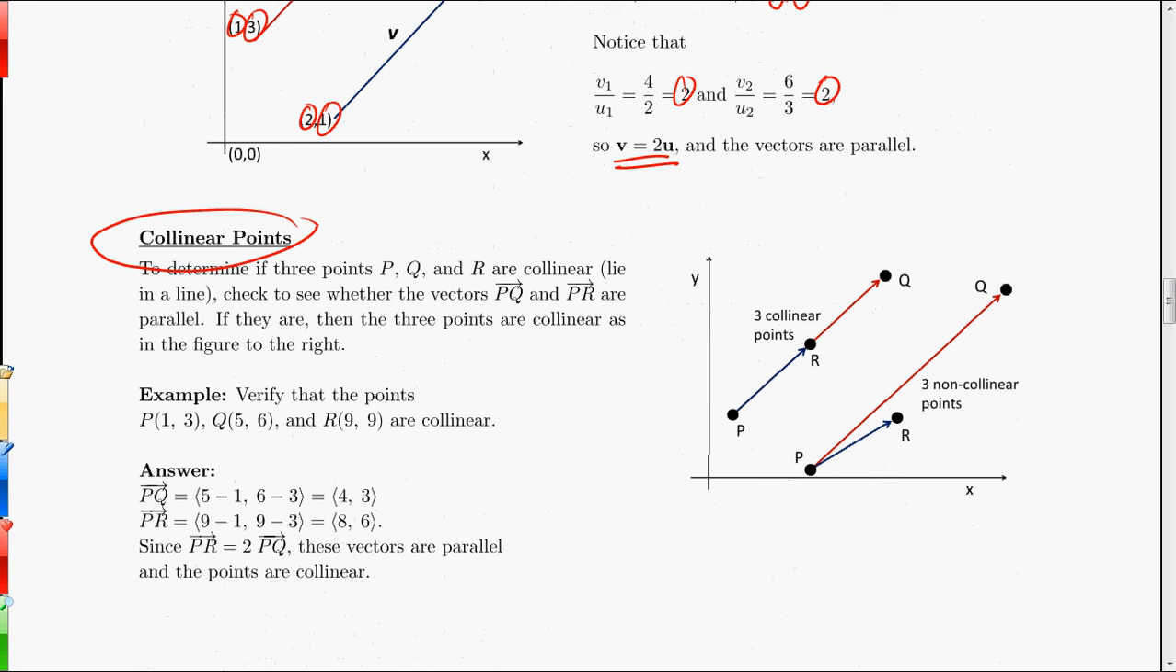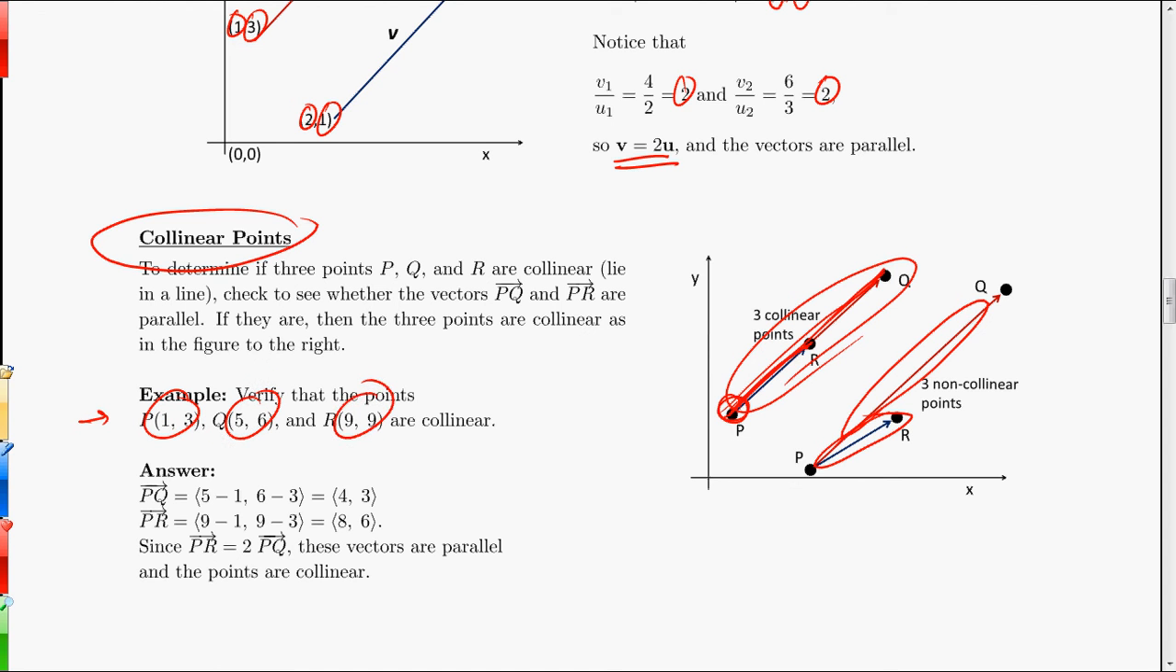And the trick to determining whether or not these points lie in a line is you just take the vector PQ and the vector PR, and it doesn't even matter which one you call P, so long as one of the points is the initial point for both vectors. If PQ and PR are parallel, that means one lies on top of the other. If PQ and PR are not parallel, they don't lie on top of each other, and the points are not collinear.